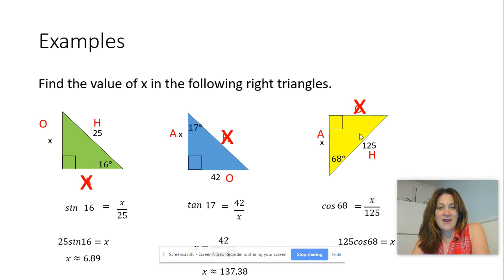Pause the video if you have to. Put it into your calculators. You should get that it's approximately equal to 46.82. Again, I'm rounding these to 2 decimal places.